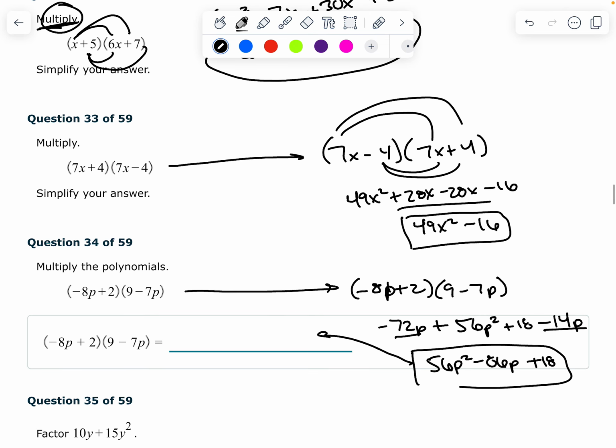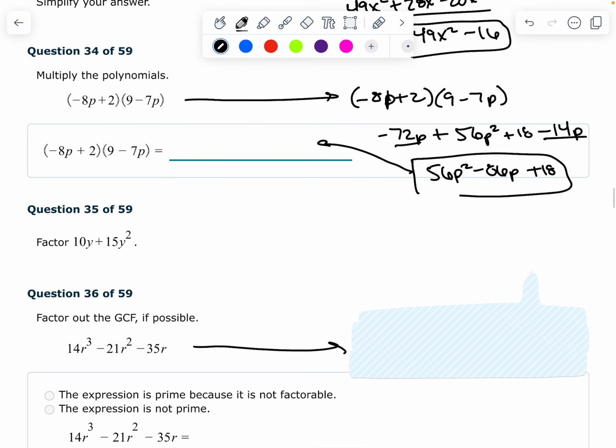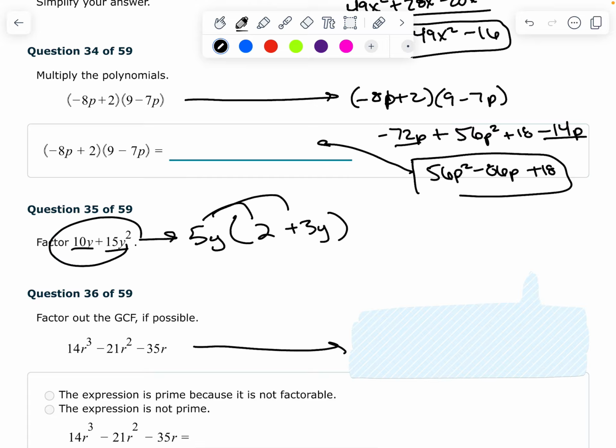Question 35 says factor. I have a factoring chart that I'm going to give you on your test. You should go back and look at that factoring chart. If you don't have it in front of you, go grab it now. The first thing you always want to do is GCF, and this one does have a GCF, a 5 and a Y. If you take a 5 and a Y out, we know we're going to have two items because of that plus. If I took a 5Y out of the first item, I would just have a 2. If I took a 5Y out of the second item, I would have 3Y. I'm dividing it out. And remember, we can always go back and check that we have the right answer, because if we distribute it back, we should end up with what we started with.